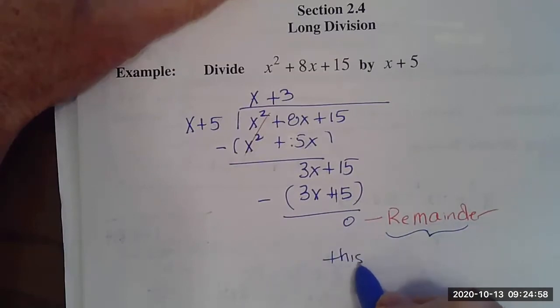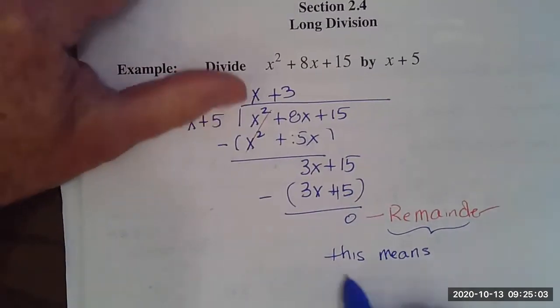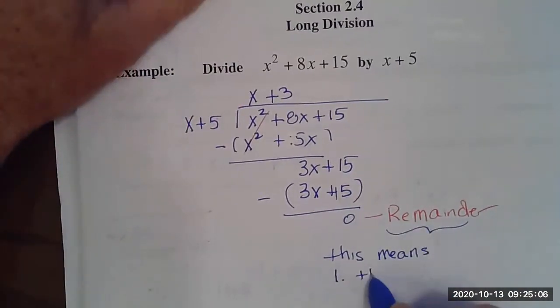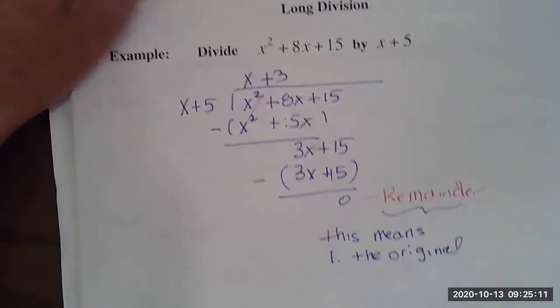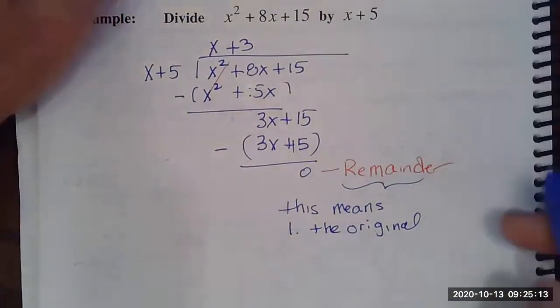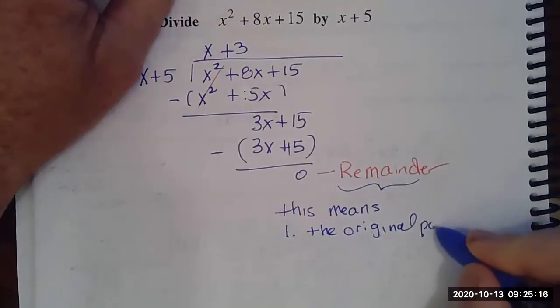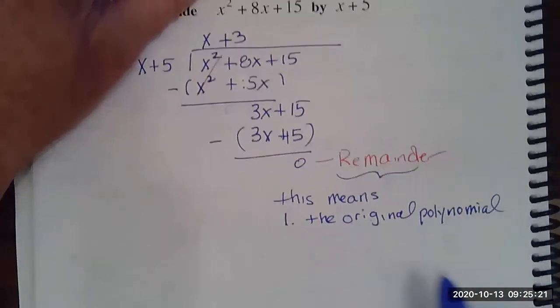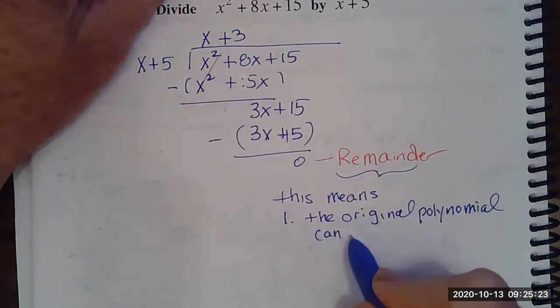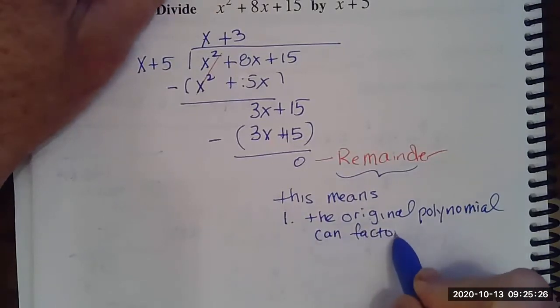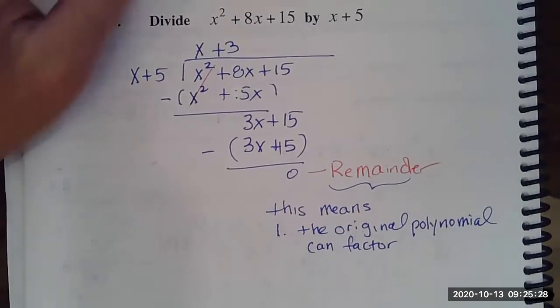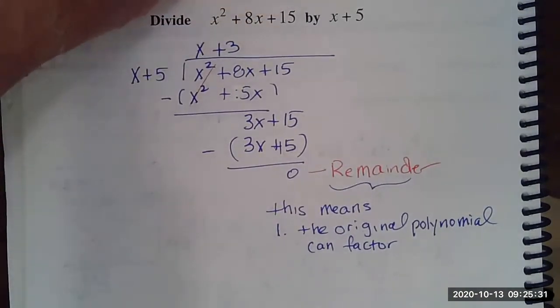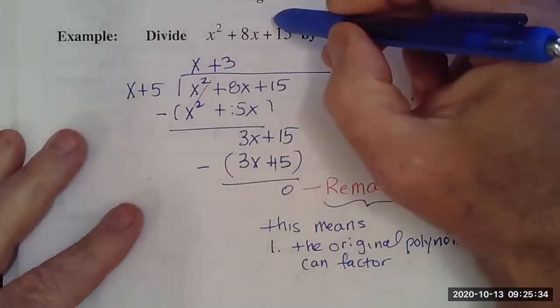this means two things. Let's see. The original polynomial can factor. Oh, that means this thing right here actually is factorable. Really? Yeah, watch.